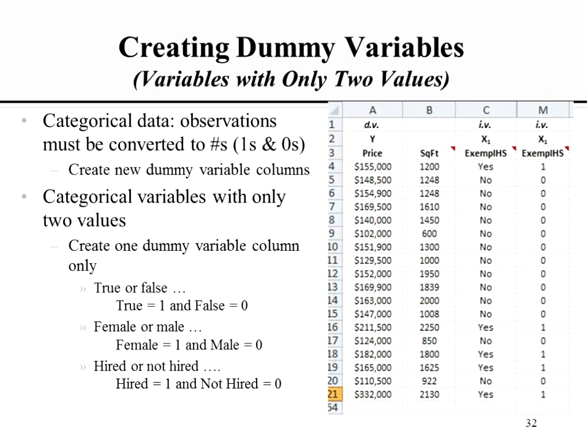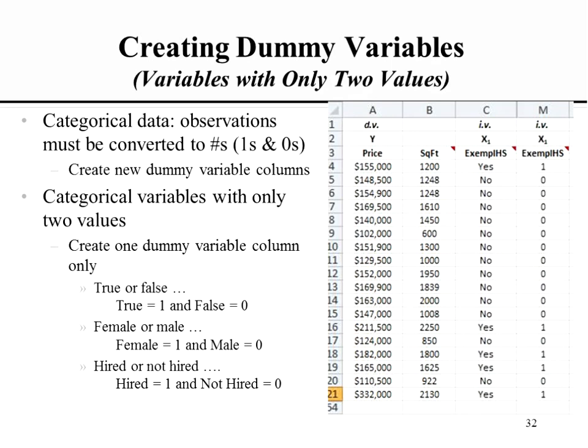In terms of creating the dummy variables, here are the rules that I was trying to cover earlier. One is when you have categorical data, your observations have to be converted to ones and zeros. This example in this slide is talking about when your categorical data only has two values: yes, no, male, female, and so on. When this is the case, and you only have two values, you're going to create one dummy variable column only. So in the example we had, exempt high school was categorical, but it only had two values. I look at the values in the observations, and there's only two. So I only need to create one representative column.